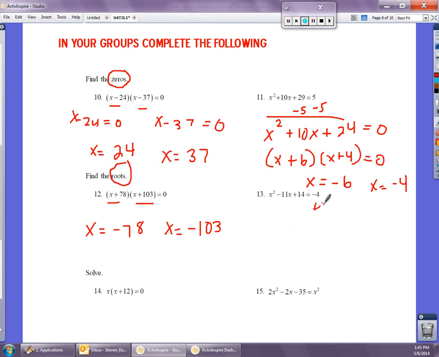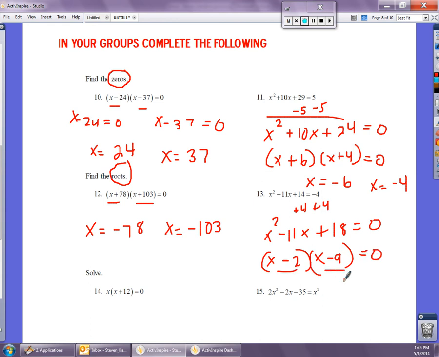Here, you add 4 to both sides. You get x squared minus 11x plus 18 equals 0. And this side will factor into x minus 2 and x minus 9. Then if you set this equal to 0 and this equal to 0, which you should show your work, you get the 2 answers of x equals 2 and x equals positive 9.